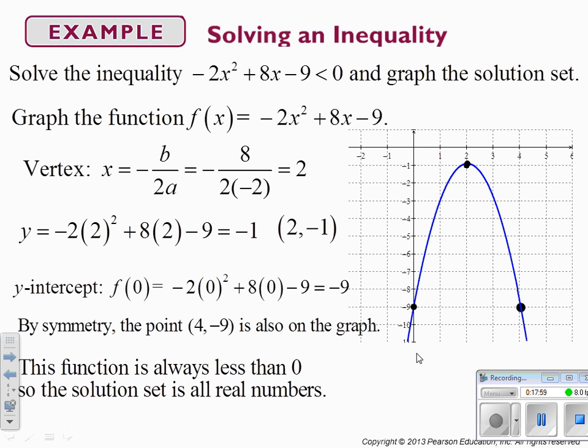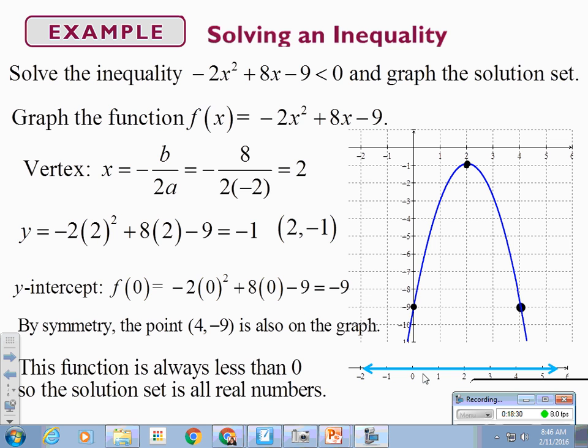Because 100% of our graph is below the x-axis, no value that we put in for x will ever give us a positive when we're dealing with this function. We can say that the function is always less than 0 and the solution set is all real numbers, or in interval notation, that's parenthesis, -infinity, comma, infinity, close parenthesis. And on the number line, it's just the whole number line. Booyah. So if you have to graph, it's just the graph of the number line. Everything.